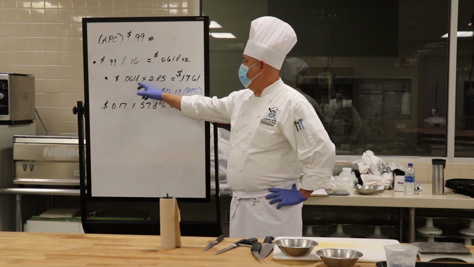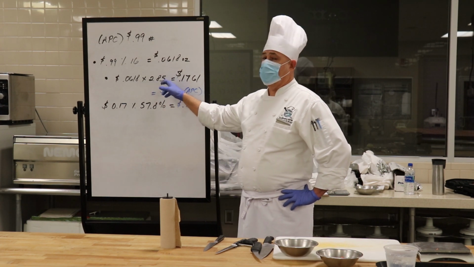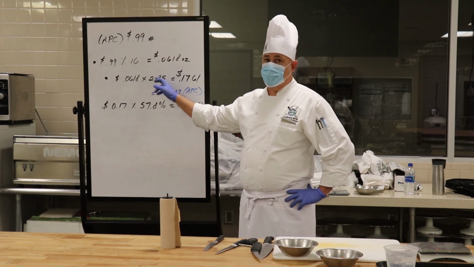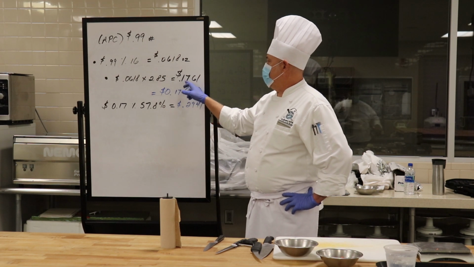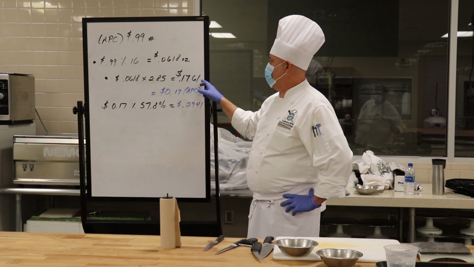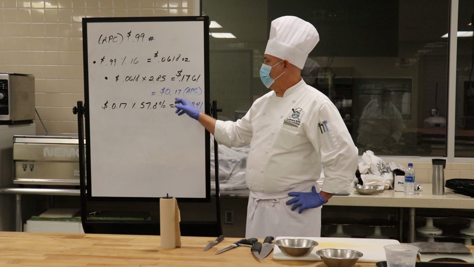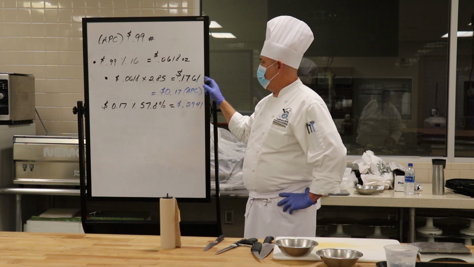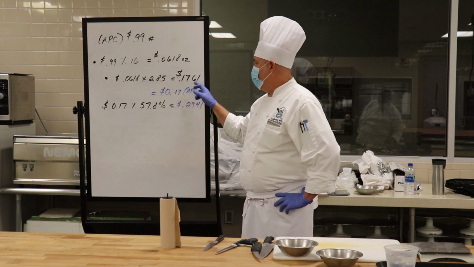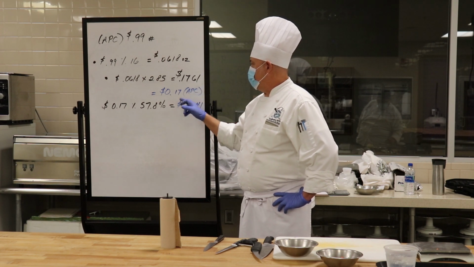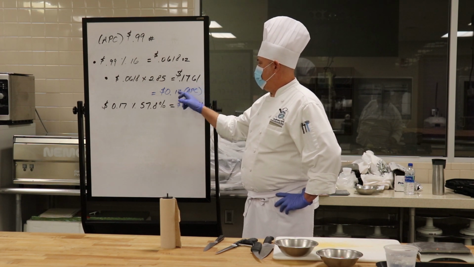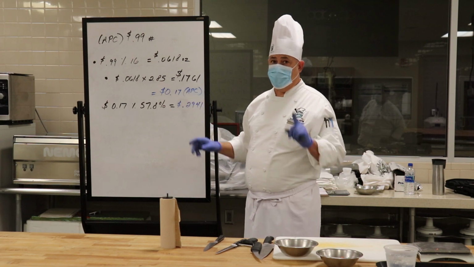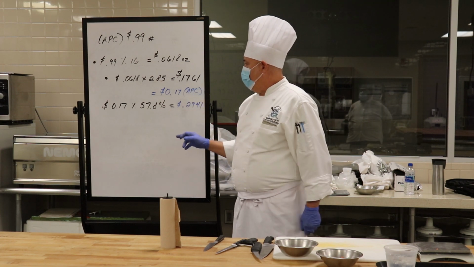6.18 cents per ounce times 2.85, which is our AP weight. We're going to get 17.61 cents for that tomato. Now, remember, it's all about moving that decimal place to convert it, right? So 17.6 cents. All right, so our AP cost is 17 cents for the one tomato, right?